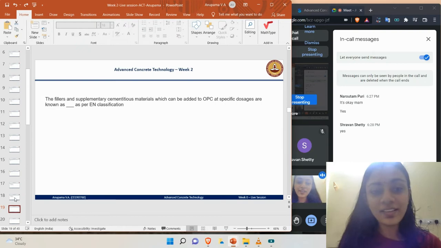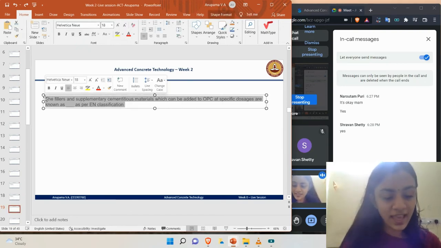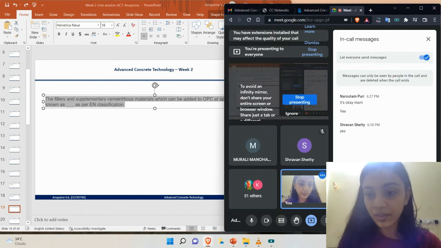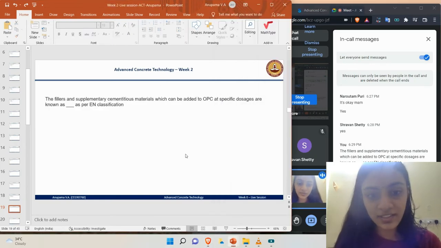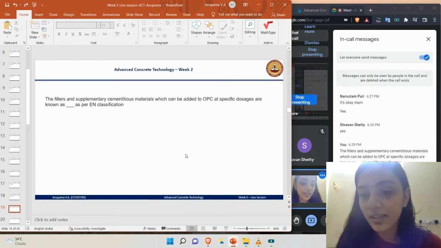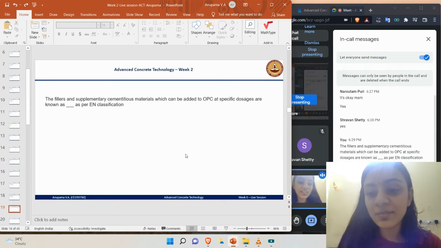So this is a fill in the blanks question. There is no option for this. The fillers and supplementary cementitious materials, that is SCMs, which can be added to OPC at specific dosages, are known as dash as per EN classification. So there's a particular term used in EN classification for the amount of fillers or SCMs which we can add to OPC.